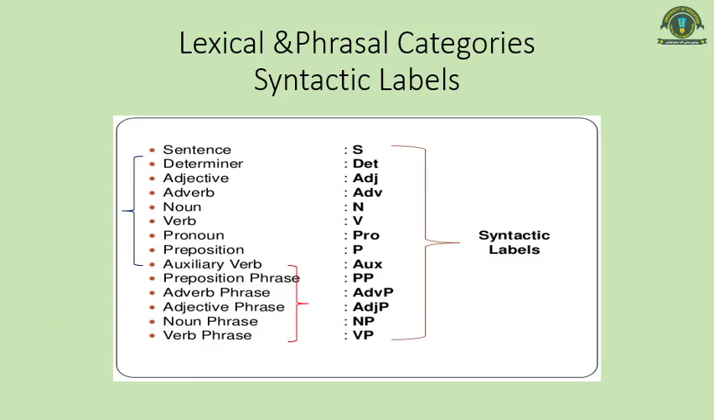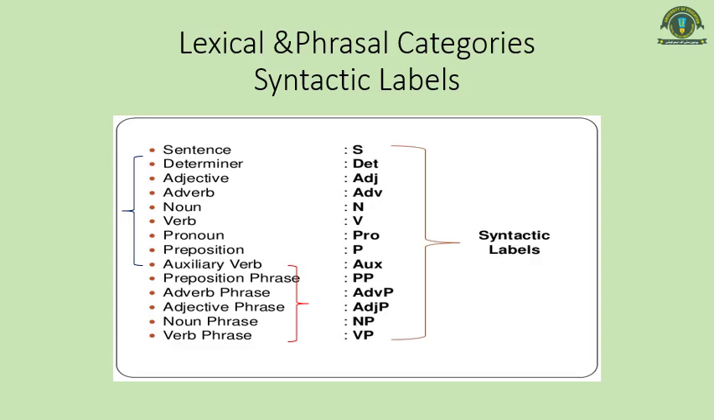The lexical categories are denoted with a left brace here at the left side. The determiner, adjective, adverb, noun, verb, pronoun, preposition, and auxiliary verb. These are the lexical categories. And the phrasal categories are prepositional phrase, adverb phrase, adjective phrase, noun phrase, and verb phrase. Those that are denoted by the right brace in red color.